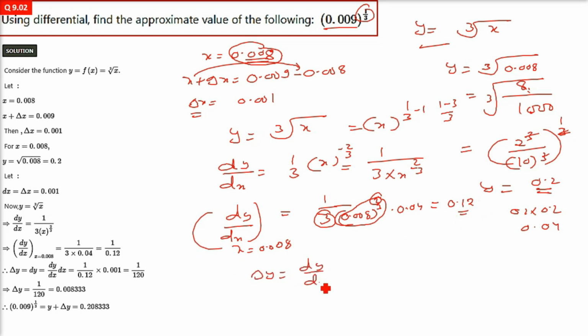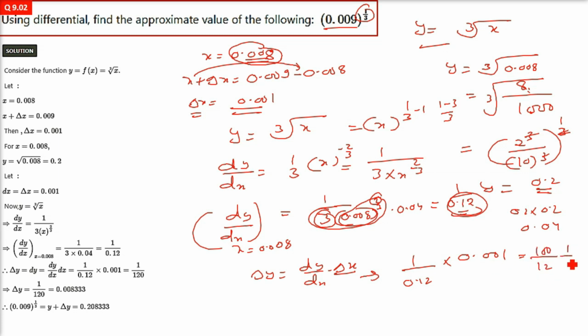Now delta y will be dy by dx into delta x. What is dy by dx? 1 by 0.12, we have already computed that. And delta x is already known to us, that is 0.001. So 1 by 0.12 into 0.001. See, 12 in the denominator, 100 goes up, this cancels, so 1 by 120 will come. This is your delta y.